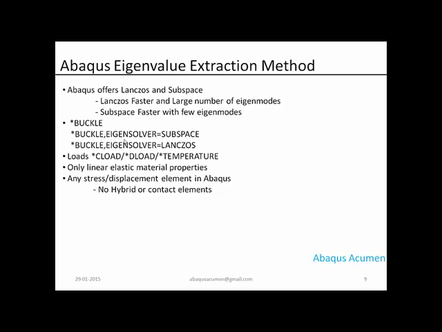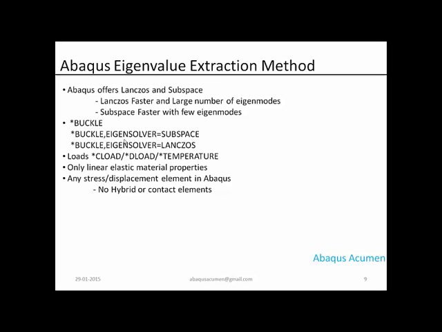So how does Abaqus do this buckling analysis? The Abaqus step for buckling starts with *BUCKLE. Once you put *BUCKLE, Abaqus understands it is a buckling load case, and you have an option to select an eigenvalue solver. The default eigenvalue solver is the Subspace solver. So if you just write *BUCKLE and don't select an eigenvalue solver, the default is Subspace. But if you want to go for Lanczos, then after *BUCKLE you have to specify eigensolver equal to Lanczos.